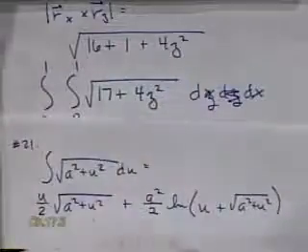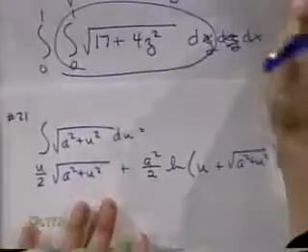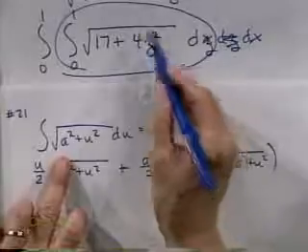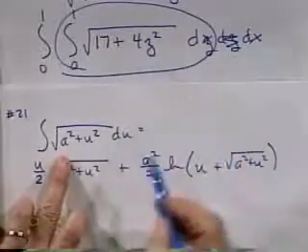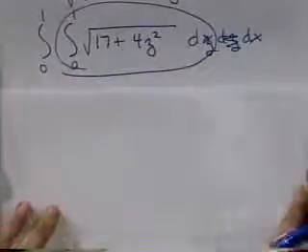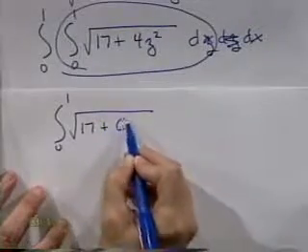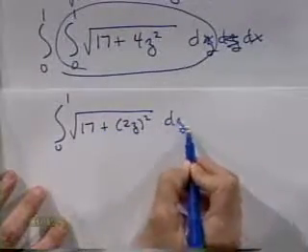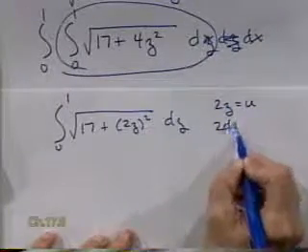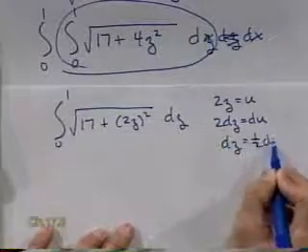Now, looking at what we have here, looking at this inner integral, notice it's in that form. I can let my a squared be 17. But the problem is I have a 4z squared here. I don't have a 1, I have that 4 there. So what I would do is I would write this as 17 plus 2z squared dz. I'm going to let 2z be u. So 2dz is du, or dz is 1/2 du.